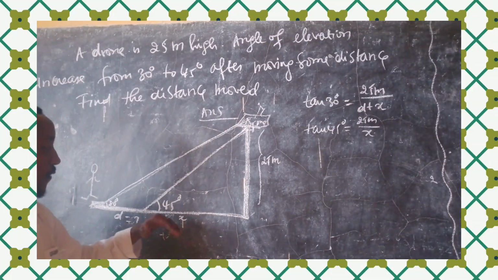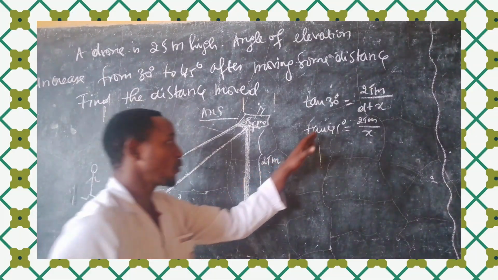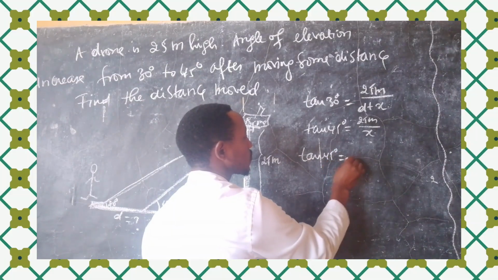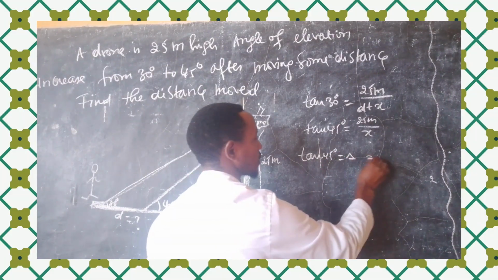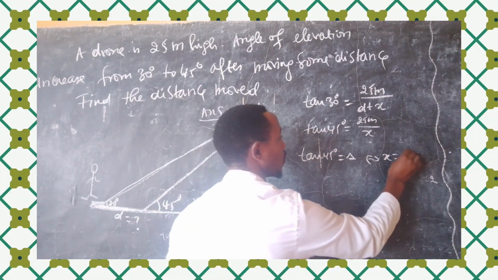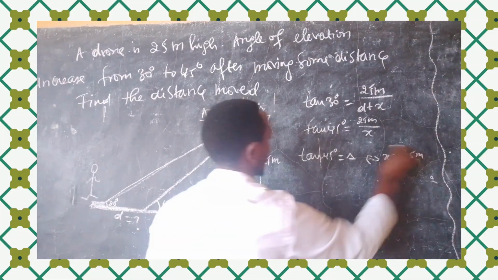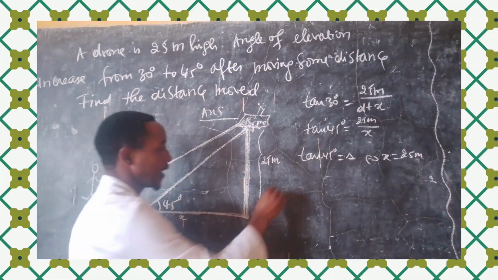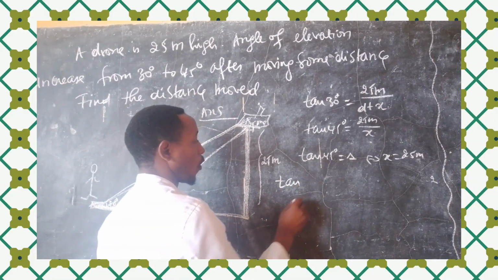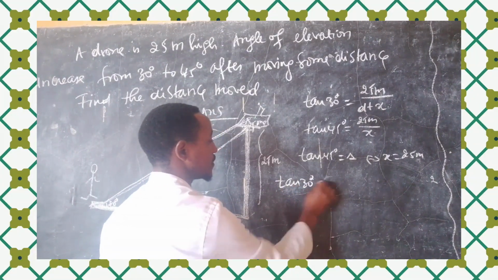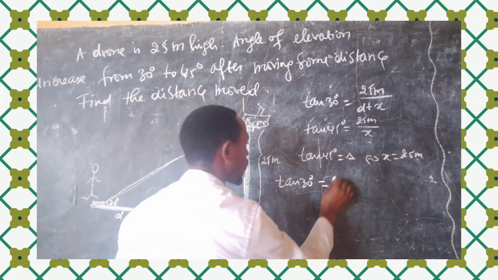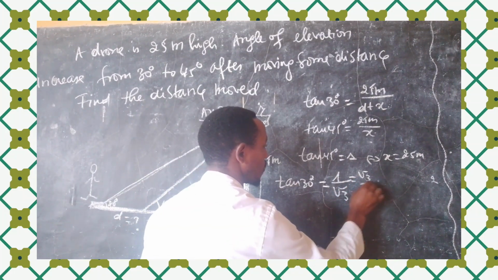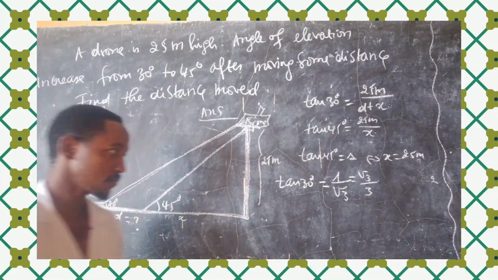So what is the value of x? The tan of 45 degrees is equal to 1, so x is equal to 25 meters. Also, the tan of 30 degrees is equal to 1 over square root of 3, or square root of 3 over 3.